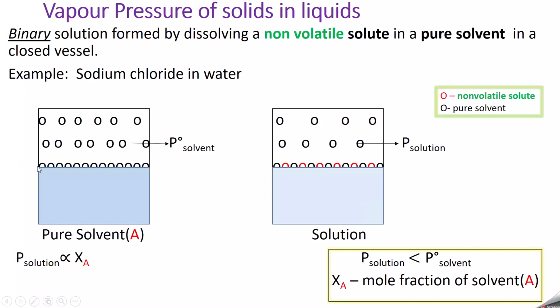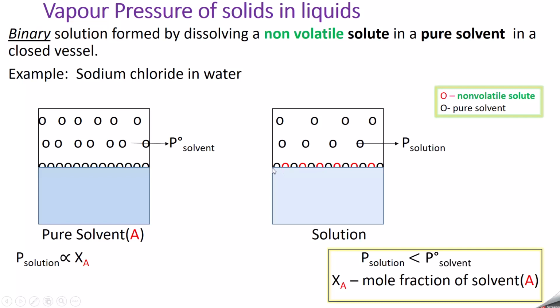This is because when you take a pure solvent, the surface is occupied only by solvent molecules. So more solvent molecules will go to the vapor state and give the vapor pressure. But when you take a solution, the surface will be occupied by both solvent and solute. Red is the solute and black is the solvent. Both will be present on the surface. Now the solute is non-volatile, so it will not escape to the vapor state, but the solvent, being volatile, will go to the vapor state.